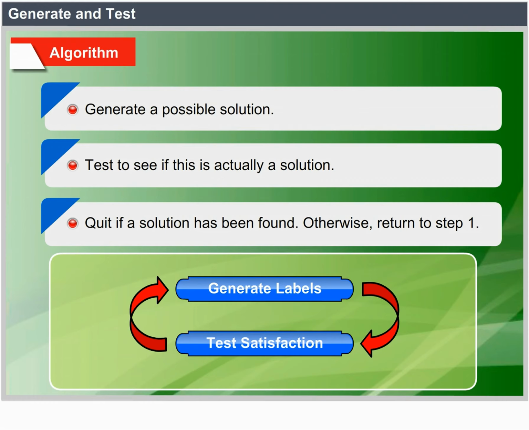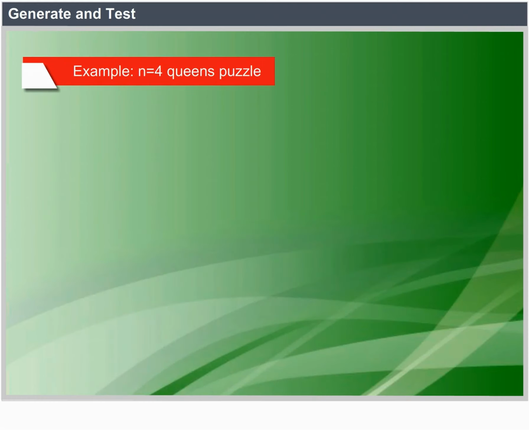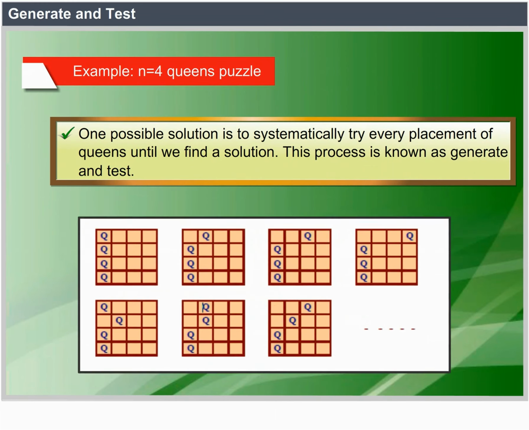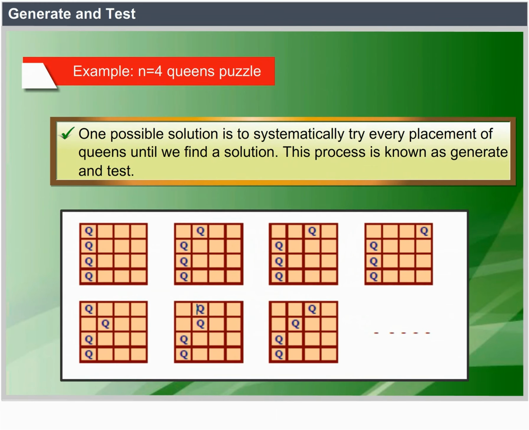Example: the N equals 4 queens puzzle. One possible solution is to systematically try every placement of queens until we find a solution. This process is known as generate and test.